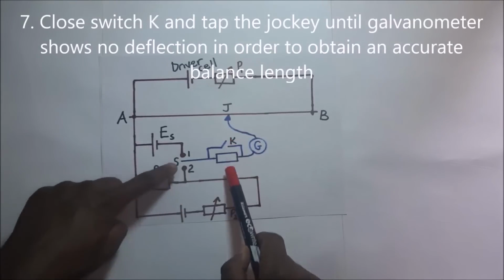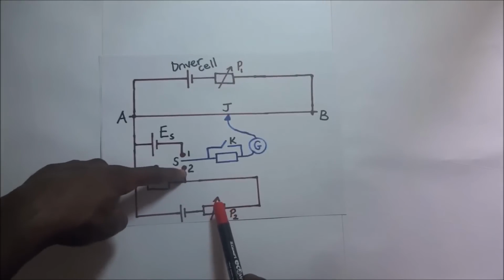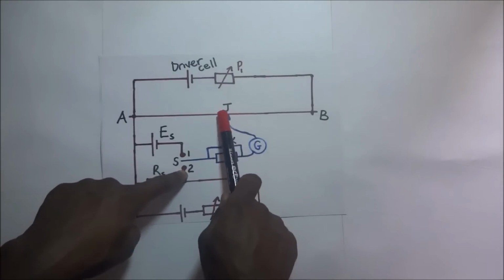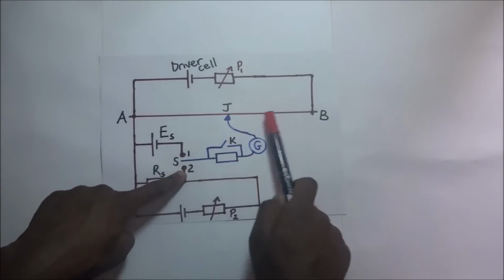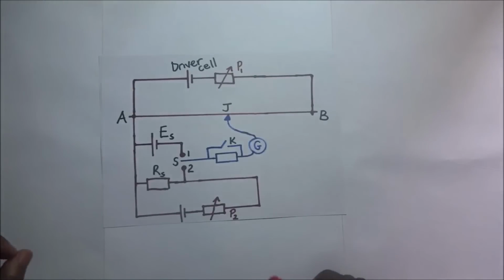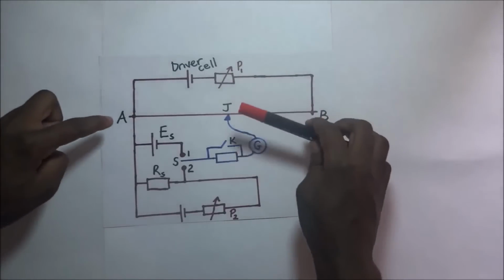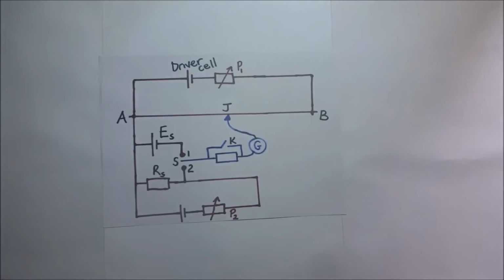When you close switch K while S is still connected to position 2, we still move this jockey along the slide wire AB until we get the accurate balance point. When we get the accurate balance point, we go ahead and measure the accurate balance length corresponding to that accurate balance point, and we record it.